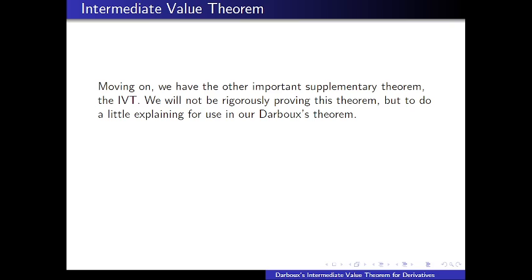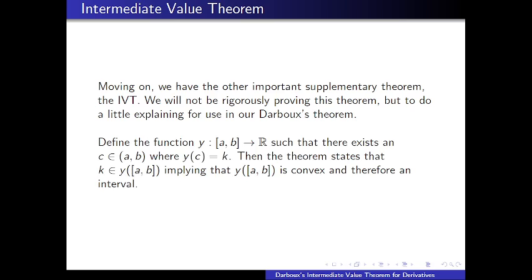Anyway, remember the intuitive idea from our introduction? The IVT for general cases is a theorem which states that, given a function y from [a, b] to R, for any c in between a and b, there exists y(c) which equals k, whereby k is an element of the image of y on [a, b]. This implies that the image of y on [a, b] is convex and thus an interval.